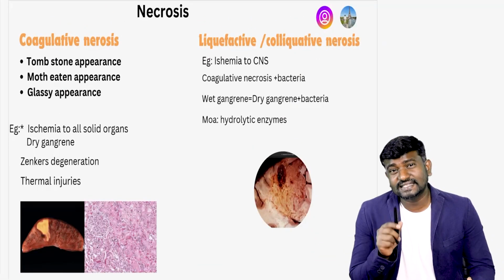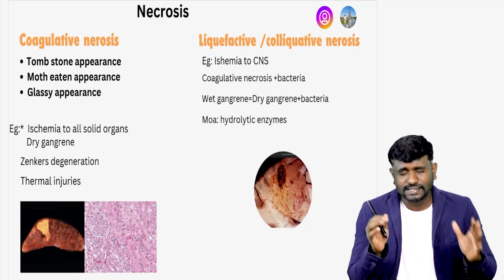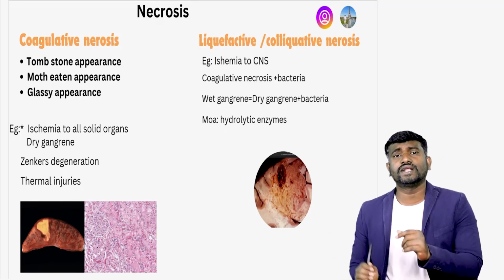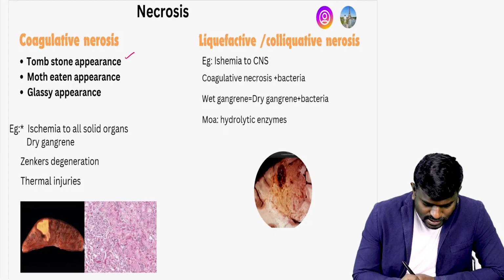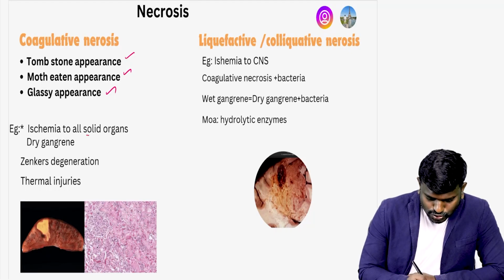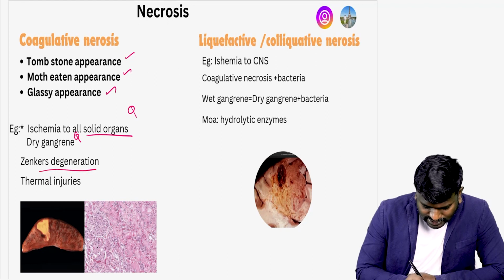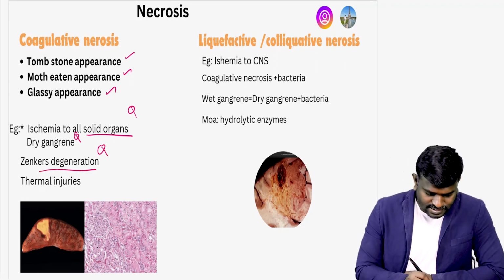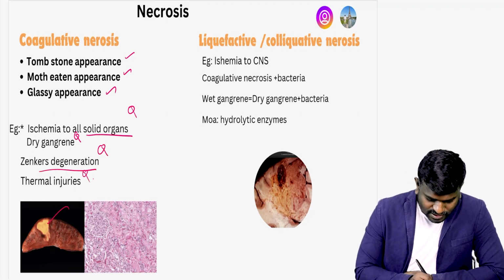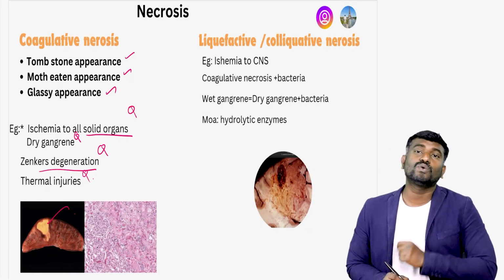Coagulative necrosis is classically seen in solid organs. Remember, coagulative, solid organs. We have tombstone appearance, moth-eaten appearance, or also glassy appearance. Ischemia to these solid organs, very important, will lead to what? Dry gangrene. It is also seen in Zenker's degeneration. Let's revise. Zenker degeneration and also in thermal injuries. If you ever happen to see this image, it's going to be coagulative necrosis.